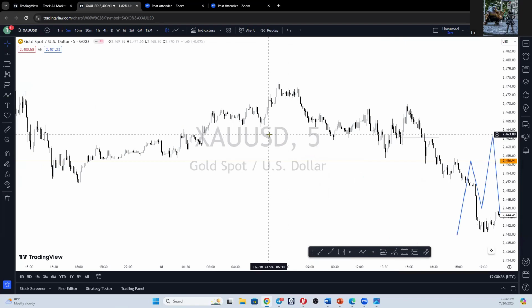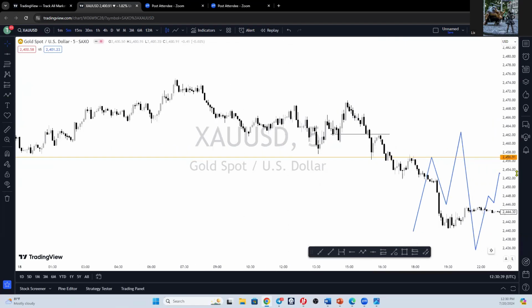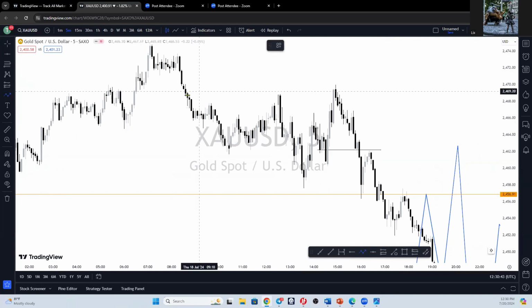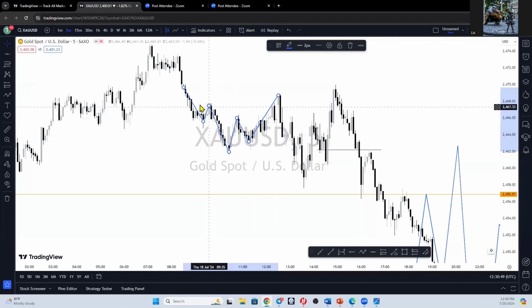You see that there's a lot of them, even in this particular chart. Look at this one. Okay, look here. You have a QM. You close above this. You have a QM level, right? This is the QM level here.